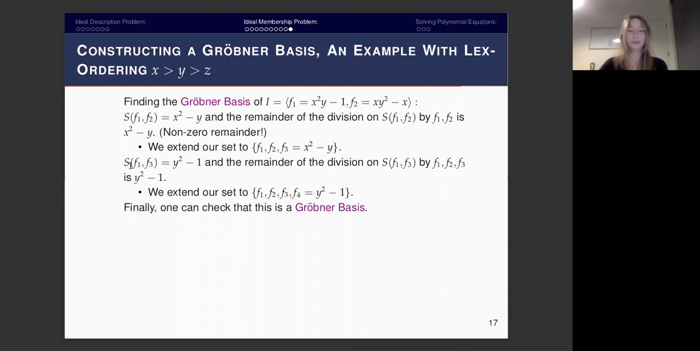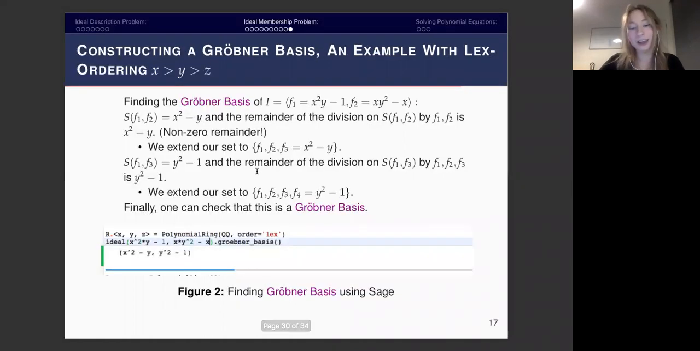Now I will be calculating the S polynomial defined by f1 and f3, and this turns out to be equal to y squared minus 1, and the remainder of the division of this S polynomial by f1, f2, and this time f3 is again itself, it is again non-zero. So we again extend our set to include this non-zero remainder and call it f4. And one can check that this is a Grobner basis, but because it takes time, I won't do that now. Or we can use Sage to find some Grobner basis for any ideal we like. Notice that Sage here only states f4 and f3 to be in the Grobner basis. This is because f1 and f2 can be generated using f3 and f4.